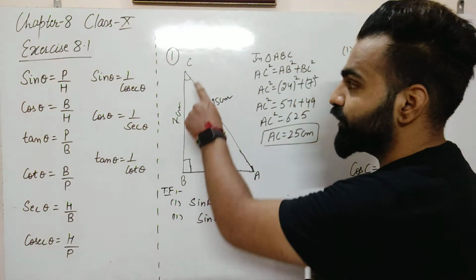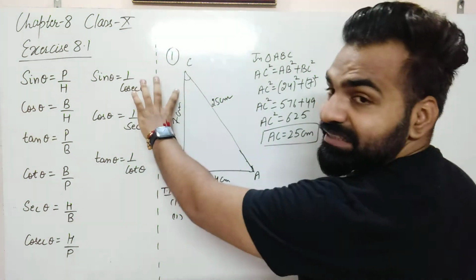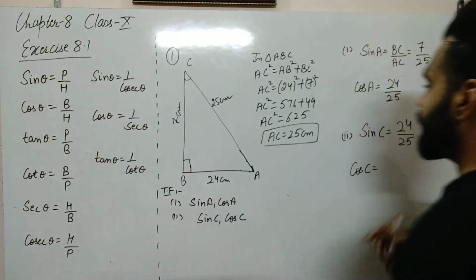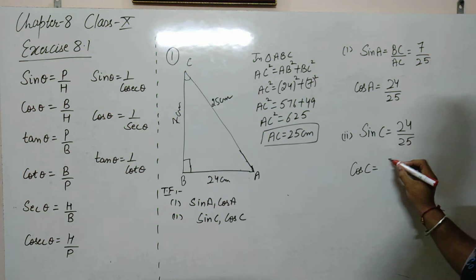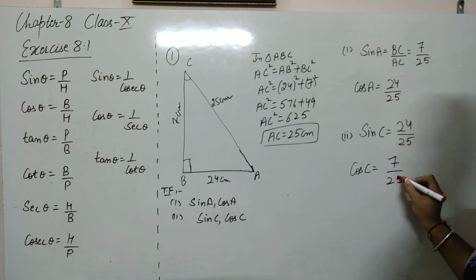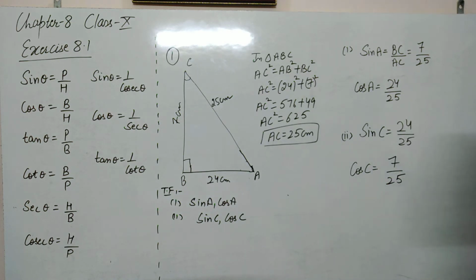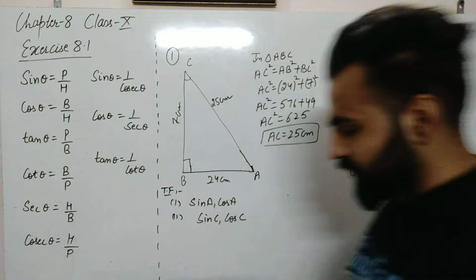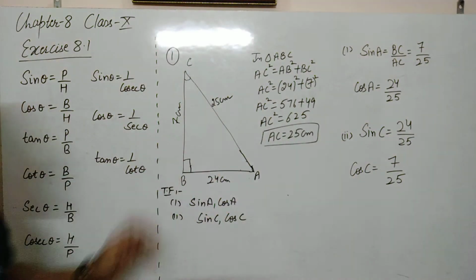Now corresponding to C, what is the base? Base is 7. So it is 7 by 25. So this is how we can find the trigonometric ratios when all the sides are known.